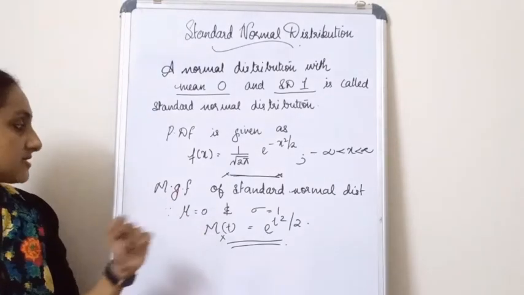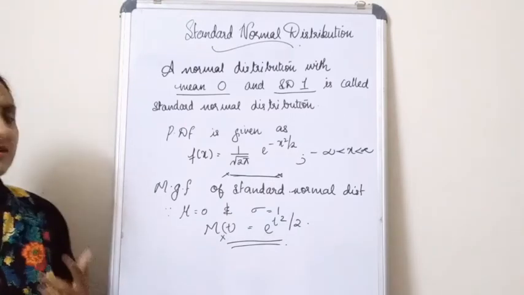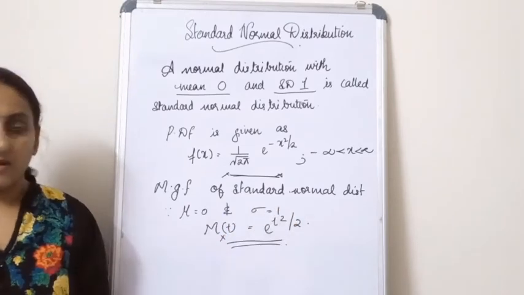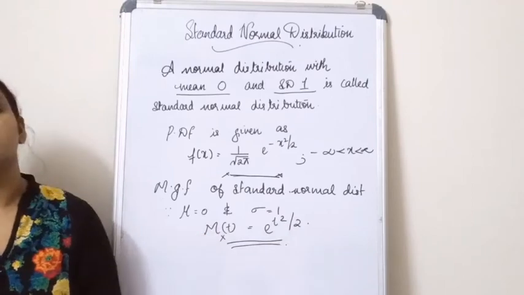Now you have to study the MGF of a standard normal distribution. Since mu is equal to 0 and sigma is equal to 1, you get it as e raised to t square divided by 2.